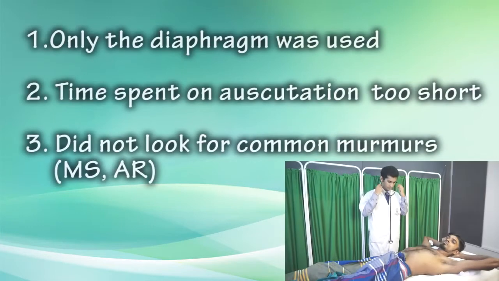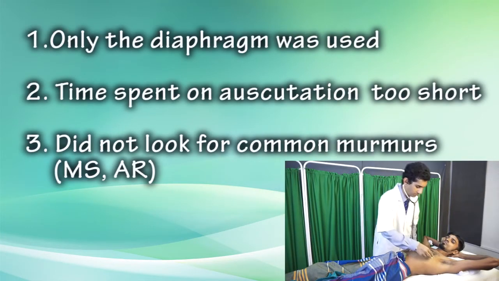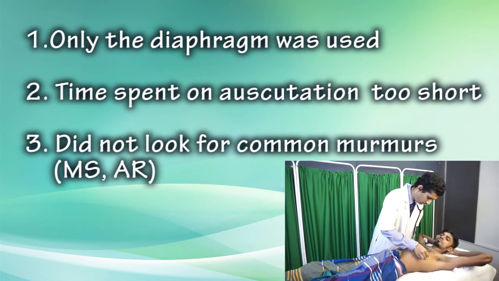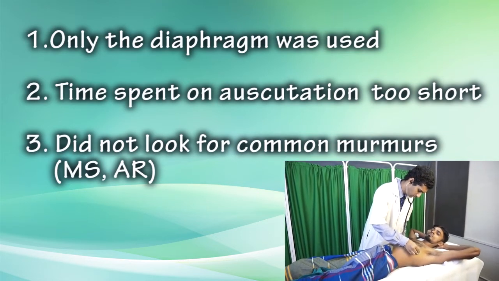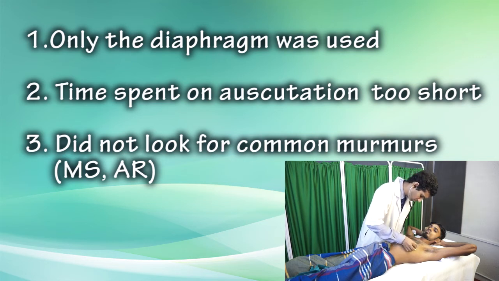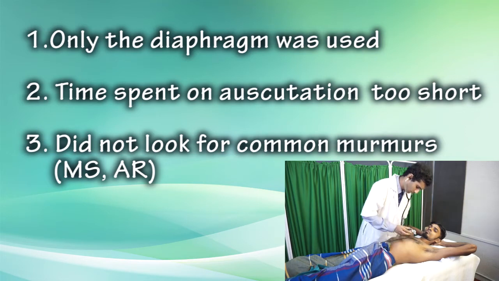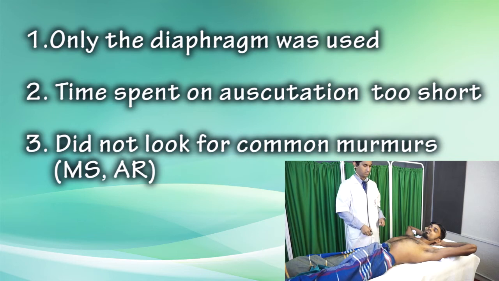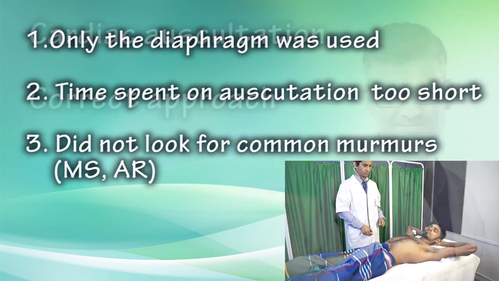In this instance, the candidate, using the diaphragm of the stethoscope, auscultates over the cardiac apex for a few seconds, then goes on to the pulmonary, aortic, and tricuspid areas in very quick succession. Not enough time to elicit any cardiac murmur, and he did not look for any specific murmur such as mitral stenosis murmur, aortic regurgitation murmur, or mitral regurgitation murmur. This is grossly inadequate auscultation for a CVS short case.